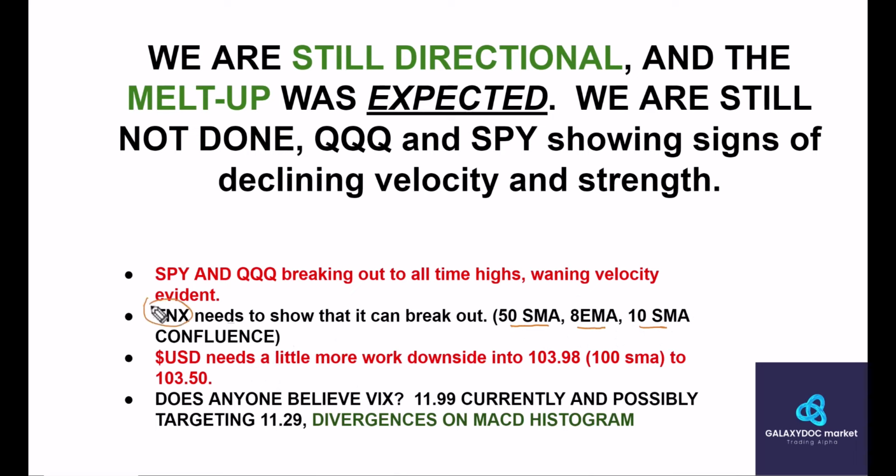Okay, rising 10-year Treasury yield is negative for the markets. Okay, it's something that you need to take a look at. U.S. dollar needs a little more to the downside. I think 103.98 to 103.50 is probably fair game. Keep an eye on it. The moment that thing starts spiking, you know what's going to happen. I'm going to be talking about gold in part 3, so prepare for that. Does anyone believe the VIX at 11.99? I think that it's possibly targeting 11.29, but I think that's it.